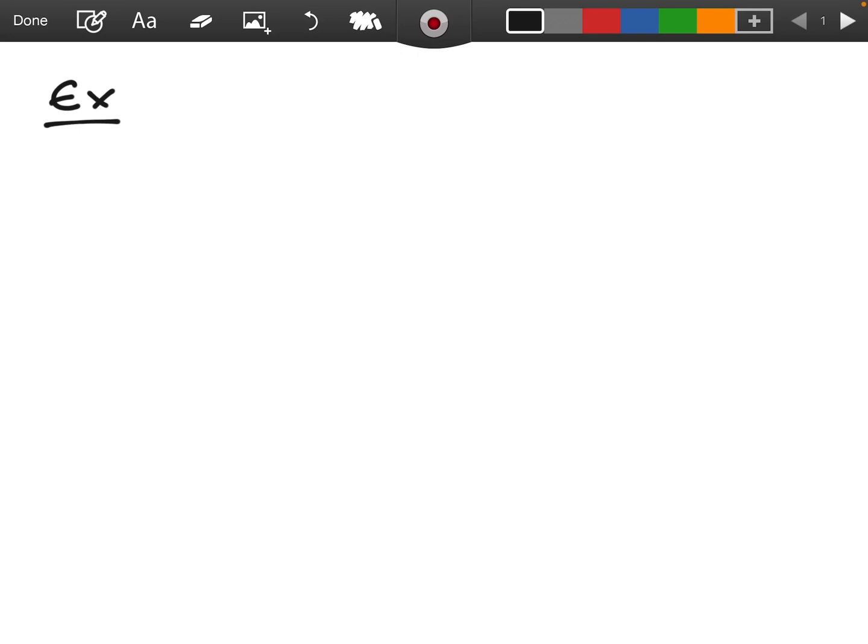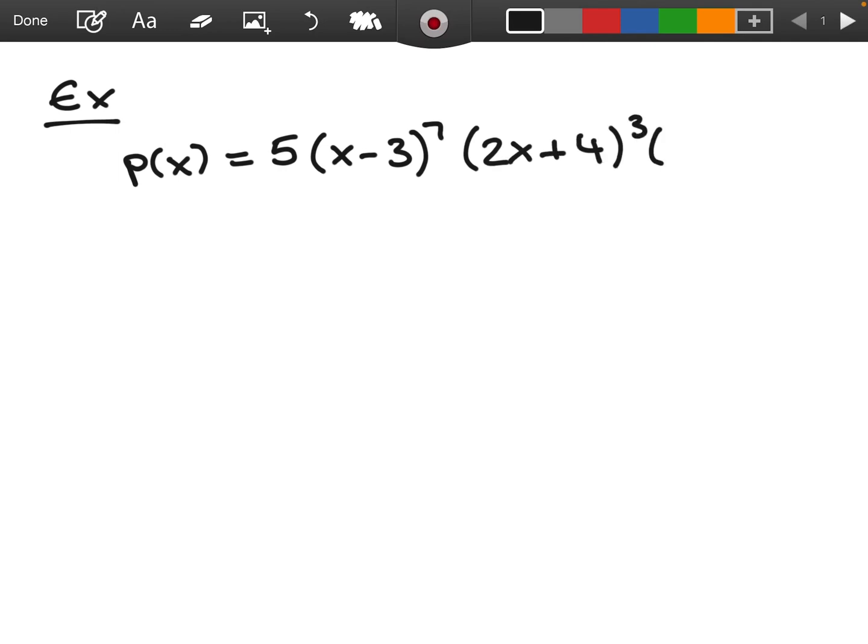Okay, and the last example I want to look at will be p of x is equal to 5 times (x minus 3) to the 7, times (2x plus 4) to the 3, times (x plus 1). Okay. I want to see what happens at the ends as x goes towards infinity, x goes towards negative infinity.